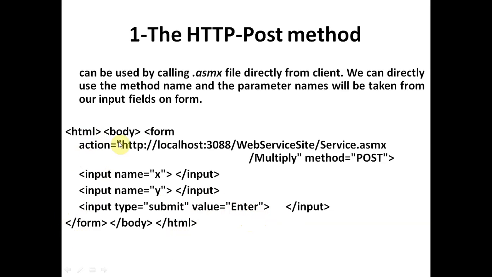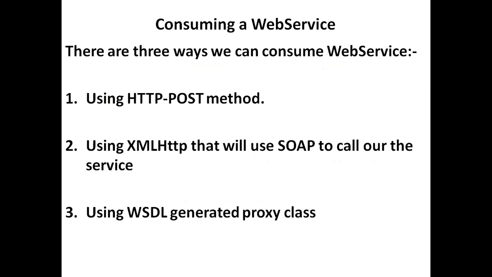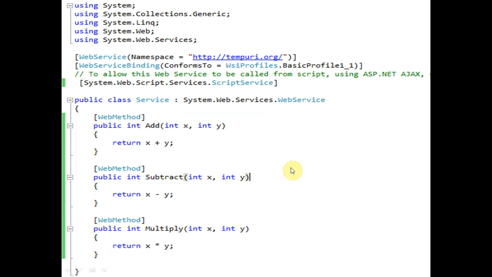The form starts from here and is closed here, and it is inside the body, and the body is inside the HTML. As we click on the enter button, it will execute the action, and inside the action we have written localhost 3088 web service site service.asmx. The name of the file is service.asmx. Service is a web service, and its extension is .asmx. So it will execute this asmx file, and inside the asmx file we have the multiply function.